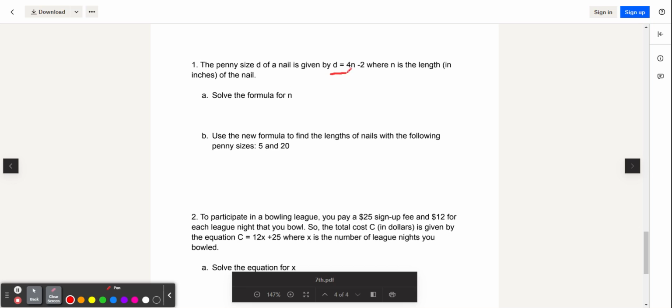Now, we have this equation, and what we want to do is isolate n. That's what it's saying when it says solve the formula for n. So, what do we need to do? Well, first there's a constant we want to move to the other side, so we add 2 to both sides. This gives us d plus 2 is equal to 4n, and now we simply isolate n by dividing.